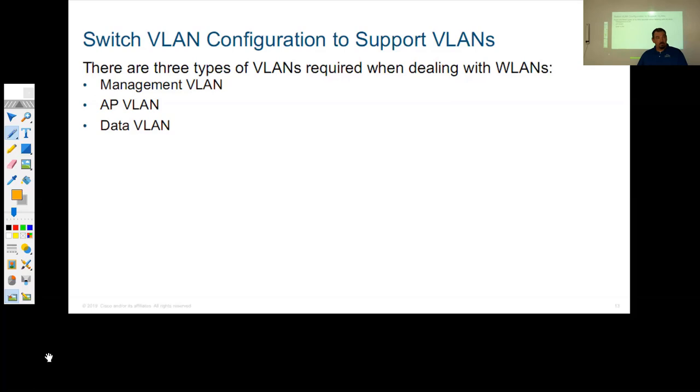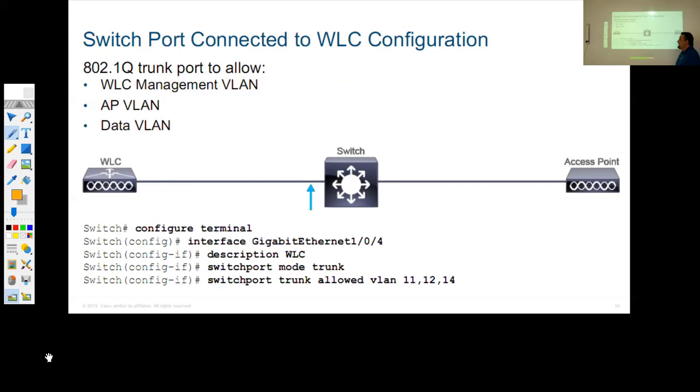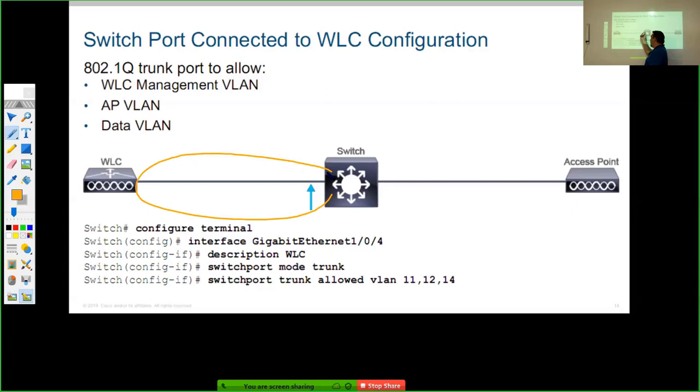So they show the configuration of this. And notice right here in this particular slide, they're dealing with the link between the wireless LAN controller and the switch. They've gone through and specified that as a switchport mode trunk, assuming that's 802.1Q trunking by default. Then they've gone through and said, what VLANs are we going to allow through there? We're allowing three different VLANs, right? We said the management VLAN, the access point VLAN, and the data VLAN.